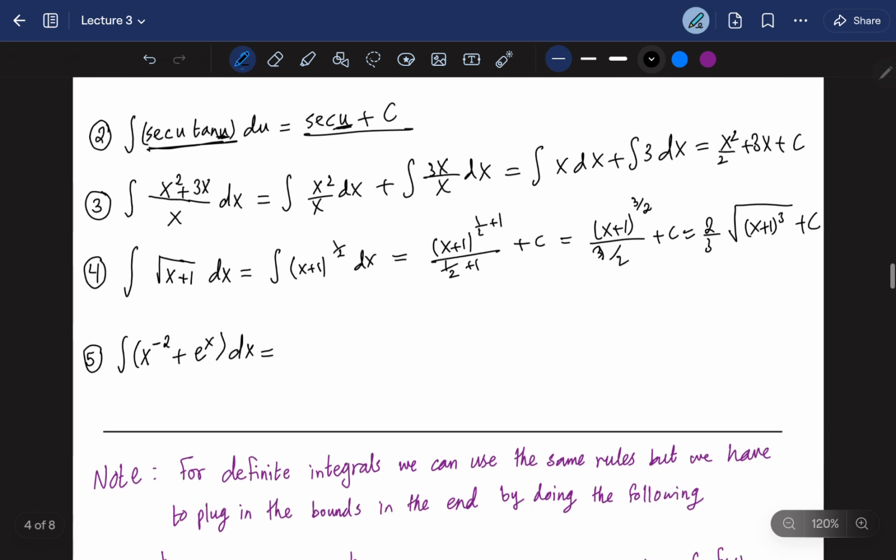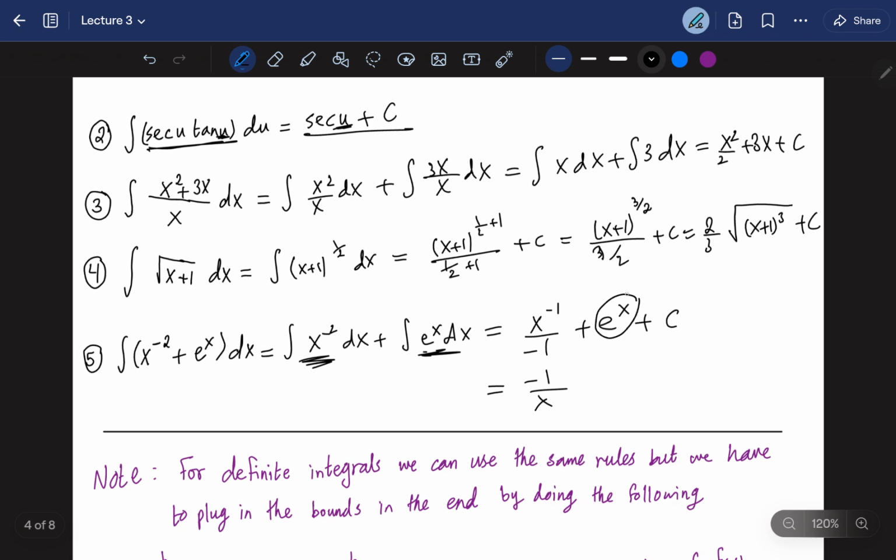And lastly here, I'll distribute, using the exponent rule here. You add 1 to the power and you divide by the new power. And the integral of e to the x is always e to the x using the rules. Or if you want to think about it, if I differentiate e to the x, I get e to the x, so e to the x is just my antiderivative plus c.